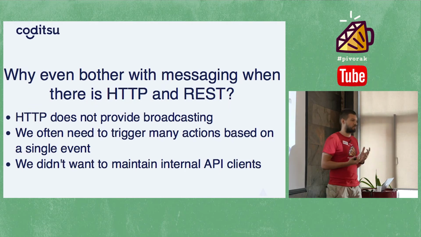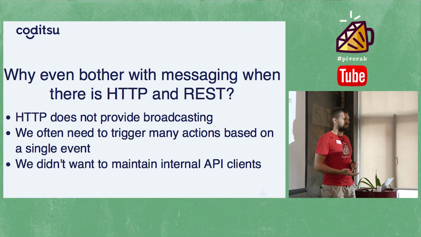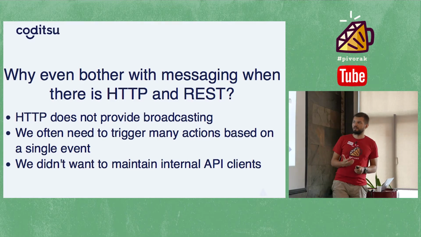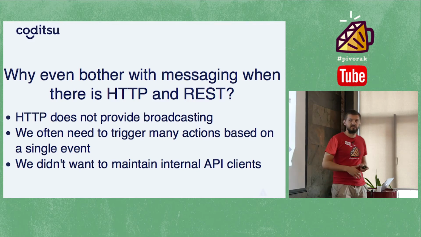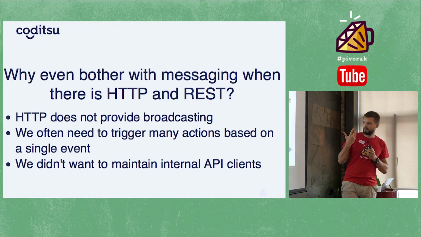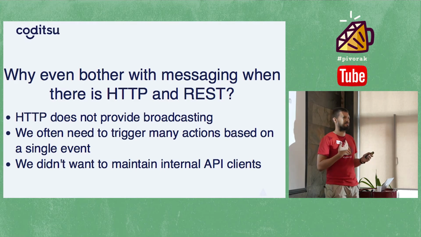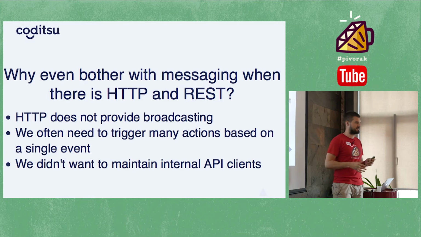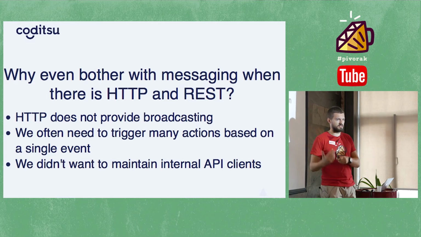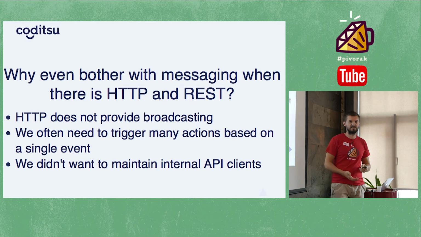But why did we decide to do things like that? So HTTP was not enough. It does not provide broadcasting. If you need to ping multiple endpoints that something changed with HTTP and you want to add a next one, you will have to update the application that is sending the events, which makes them less independent. They start to be aware of themselves. You need to change settings. You need to update the new URL that needs to be pinged when things change.